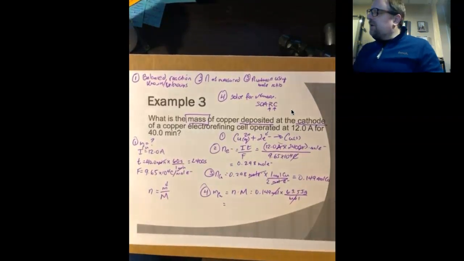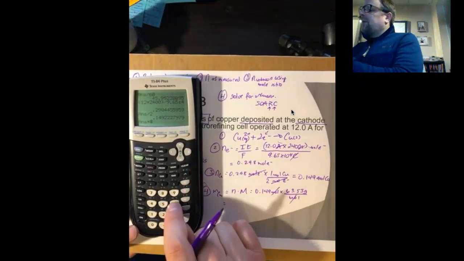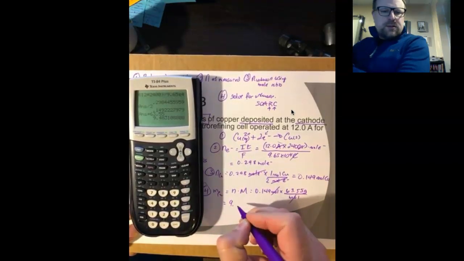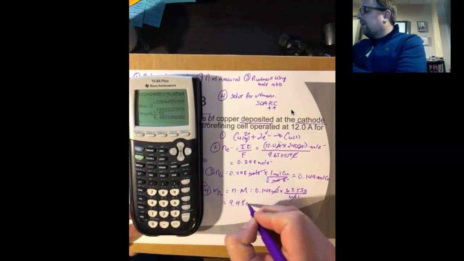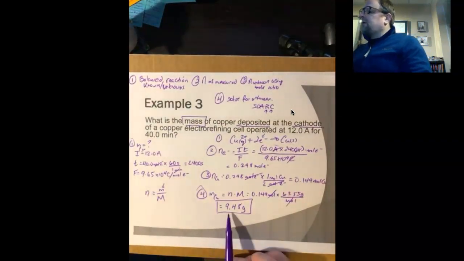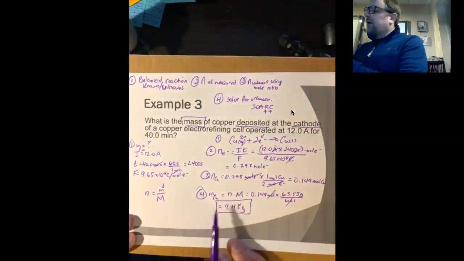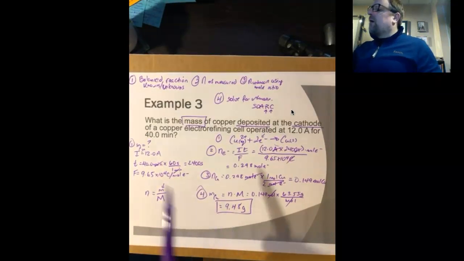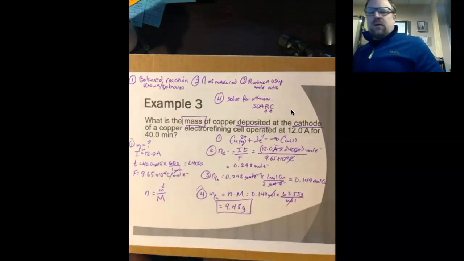So our final answer is going to be 0.149, or whatever was in my calculator, multiplied by 63.55. That gives me 9.48 grams. Checking my significant digits, I have 3 sig digs here, 3 sig digs here, and my final answer has 3 sig digs. So how much are we going to deposit for operating this cell for 40 minutes at 12 amps? We'll deposit the equivalent of 9.48 grams onto that electrode.